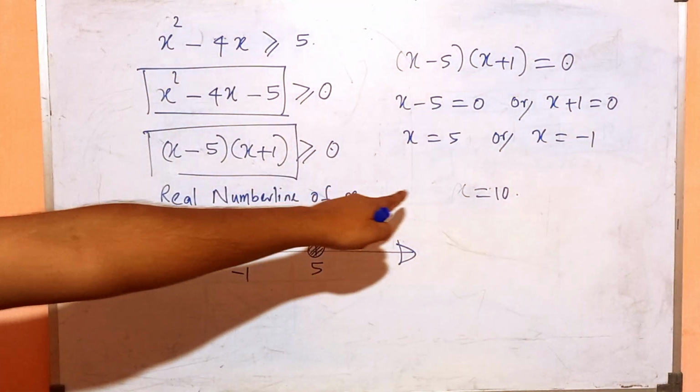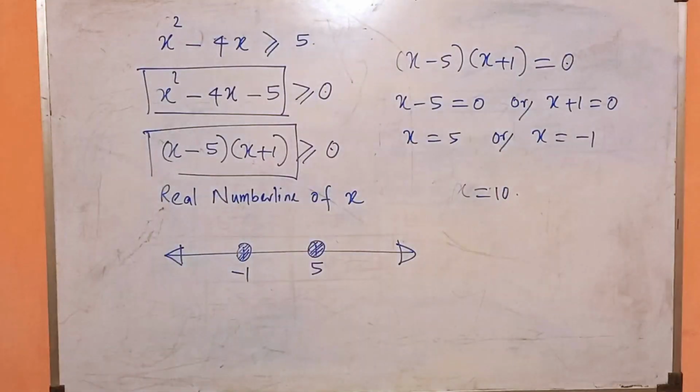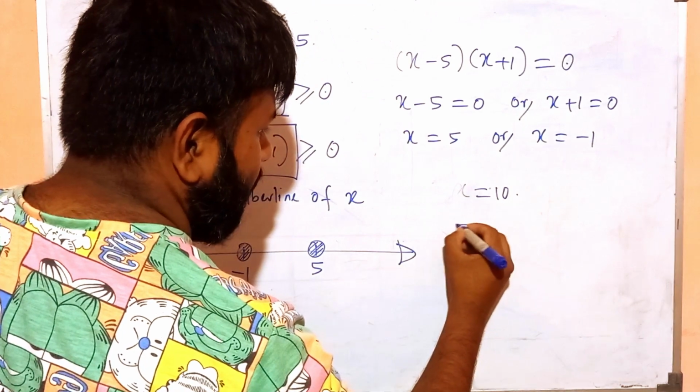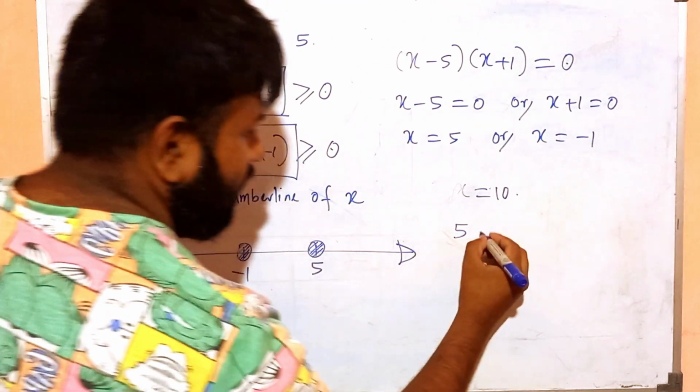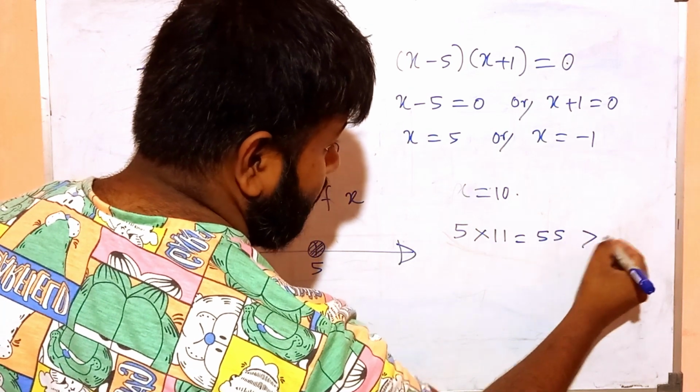You can do it in your mind. You don't have to do it in the problem itself. If you substitute 10 here, 10 minus 5, that is 5. 10 plus 1, that is 11. So that is equal to 55, that is greater than 0.